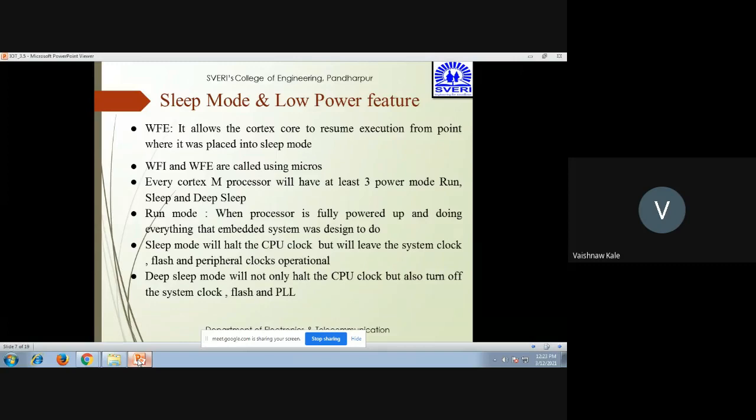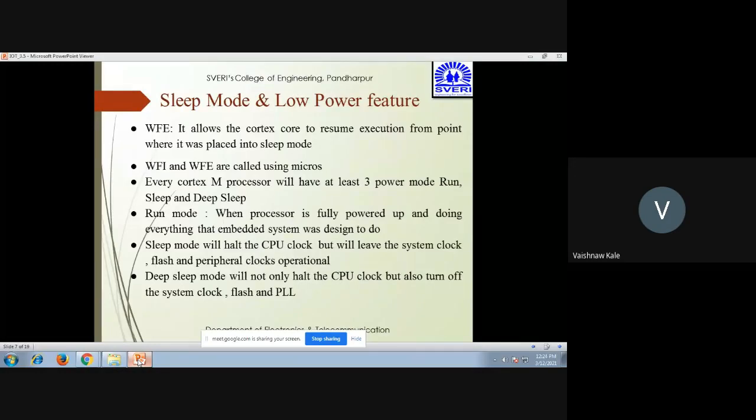In this way WFI and WFE are called micros, and every Cortex M processor will have at least 3 modes. This is also by far a very important feature of the Cortex M3. The first one is the run mode, where it runs. Second is the sleep mode, and the third one is the deep sleep mode. Because of this sleep and deep sleep mode, it consumes very little power. So this low power feature is very important. Now let us see how these 3 modes work.